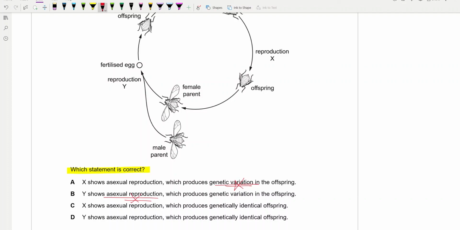Option C. X shows asexual reproduction which produces genetically identical offspring, which is correct. Option D. Y shows asexual reproduction which produces genetically identical offspring, which is wrong. So the correct option would be option C.